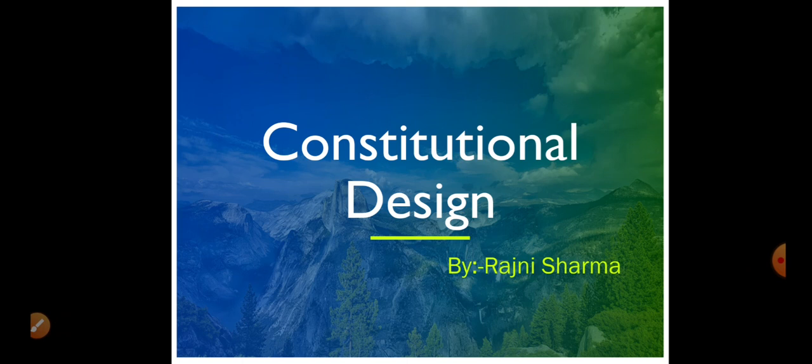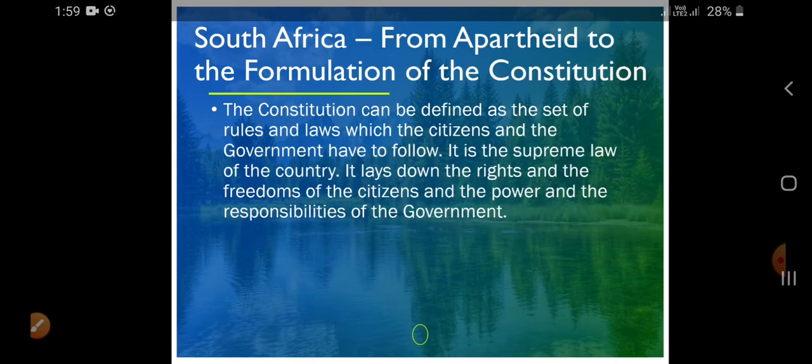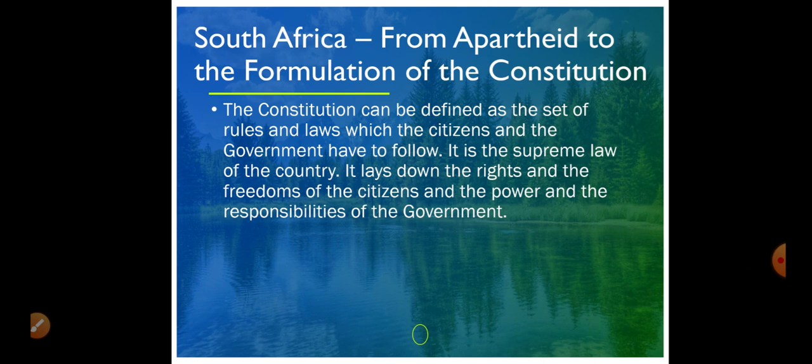As we noted in the previous chapter, in a democracy the rulers are not free to do what they like. There are certain basic rules that the citizens and the government have to follow, and all such rules together are called the constitution. And this chapter starts with the democratic constitution in South Africa: South Africa, from apartheid to the formulation of the constitution.